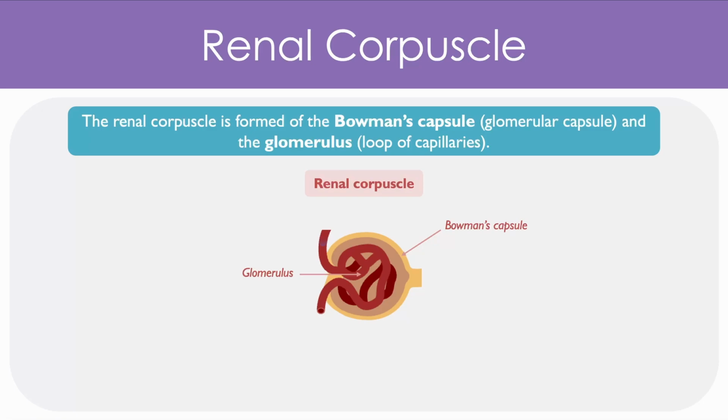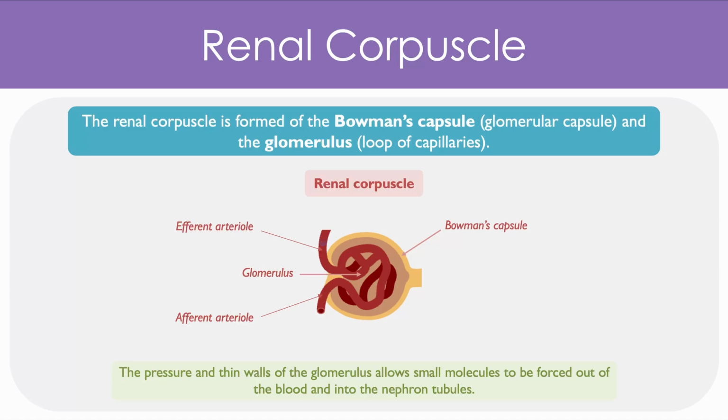The glomerulus has an afferent arteriole which brings blood into the system, as well as an efferent arteriole which brings blood out. And the width of each arteriole can help to control the flow of blood through the glomerulus and into the renal tubules. Because the walls of the glomerulus are quite thin and the pressure is so high, small molecules can be forced out of the blood and into the nephron tubules through this system.